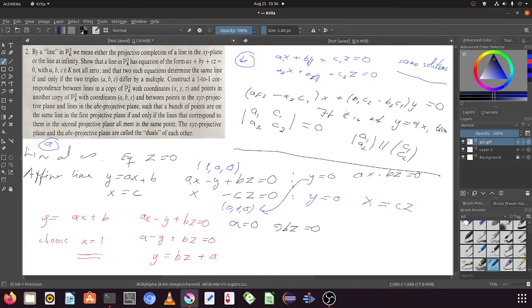Construct a one-to-one correspondence between lines and points with coordinates such that a bunch of points are on the same line in the first if and only if the lines corresponding to them meet. Duals of each other.